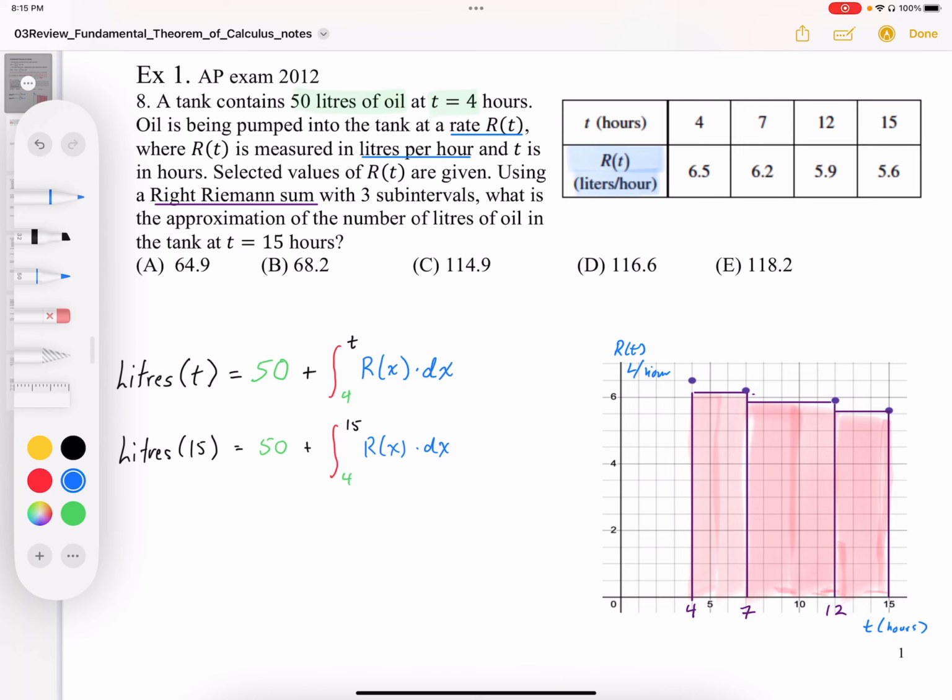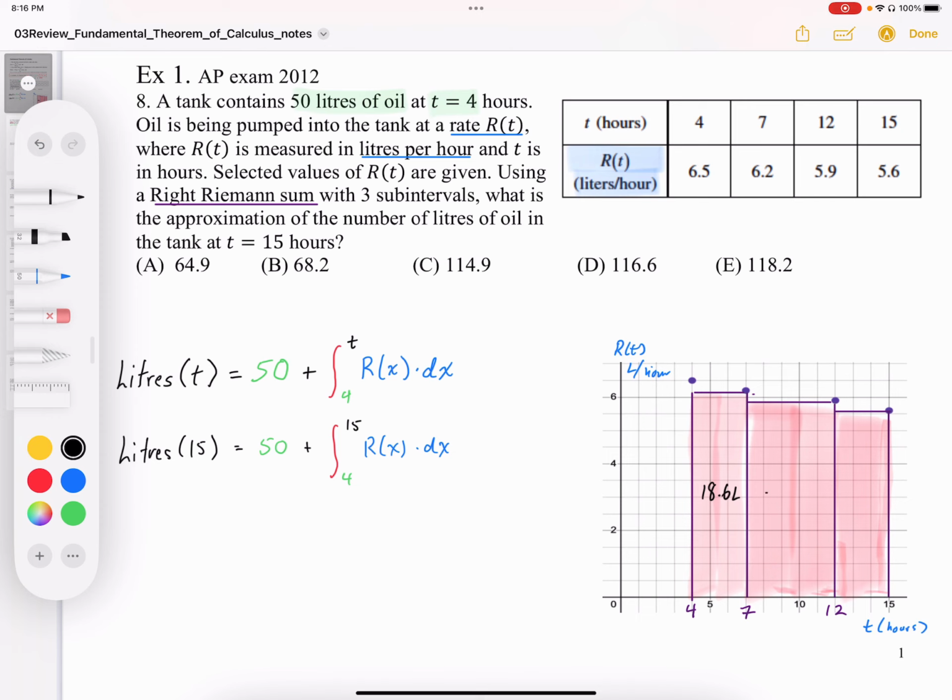Okay, so we need to find the area under that rate function. So we're going to use these right Riemann sums. For the first rectangle, the height is going to be 6.2, the width is 3. We end up with 18.6 liters. In the second interval, it's a 5-hour interval, and the height is 5.9.